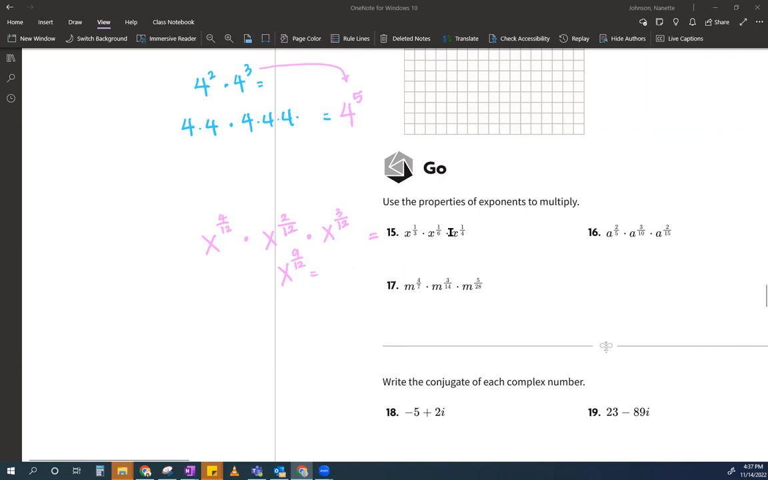Just using that property of adding exponents when your bases are the same and you're multiplying. Very good, very good.